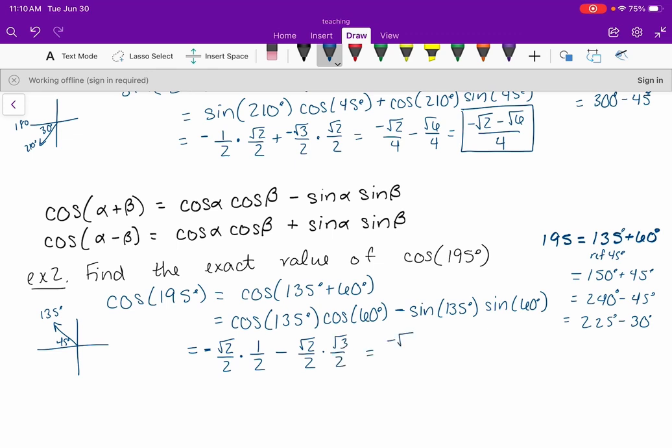Get negative root 2 over 4 minus root 6 over 4. So negative root 2 minus root 6, both over 4.